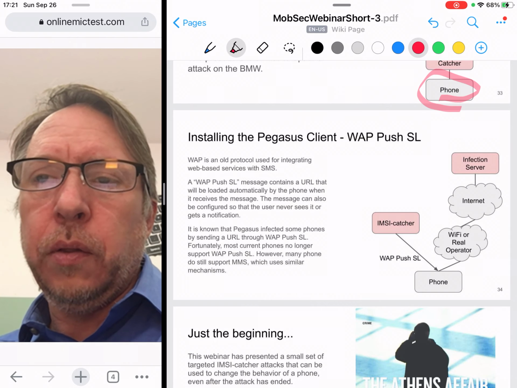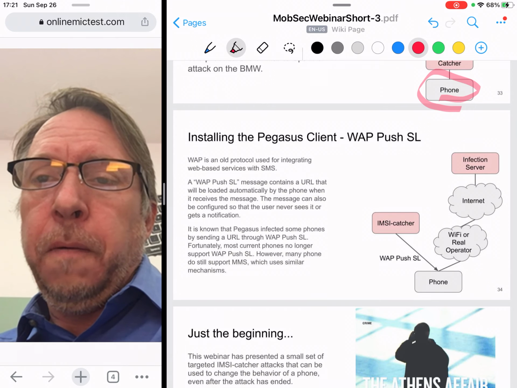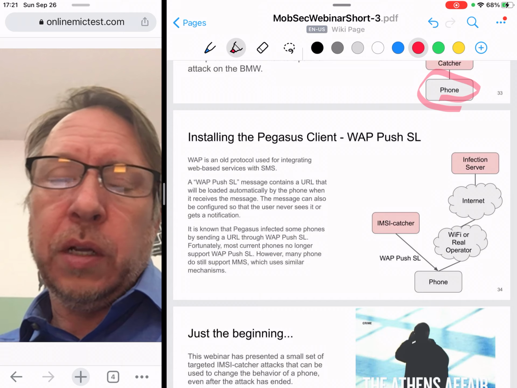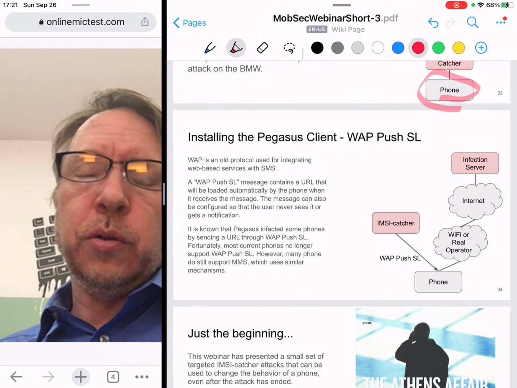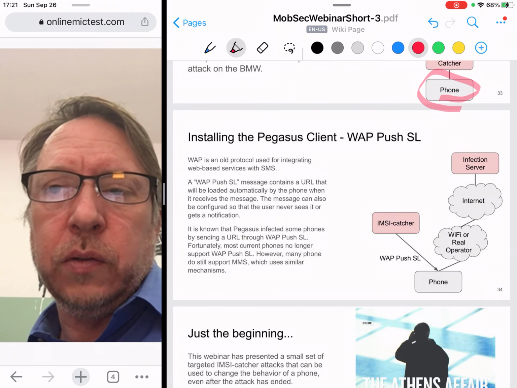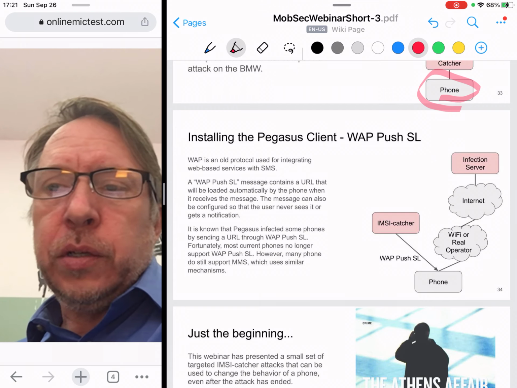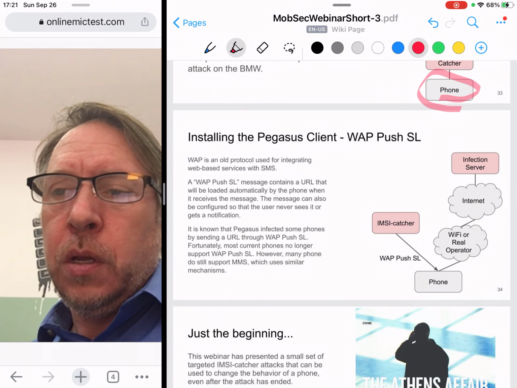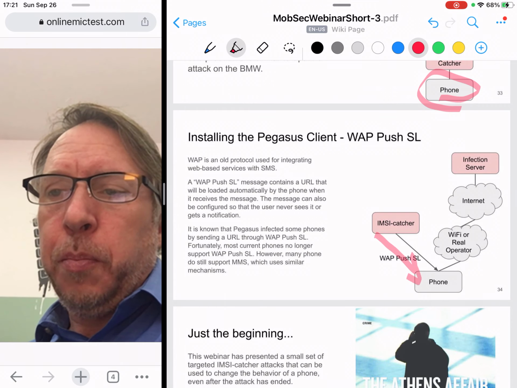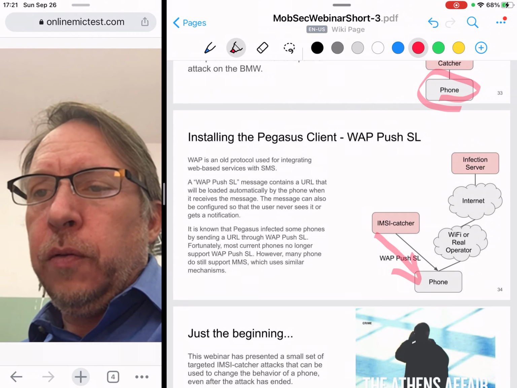And this message can also be configured so that the user never actually sees the message or receives a notification when it arrives on the phone. And the way it works is the Mzcatcher sends a WAP push service load message to the phone. Then the phone, through its normal access connections, goes and accesses the infection server out on the internet somewhere.